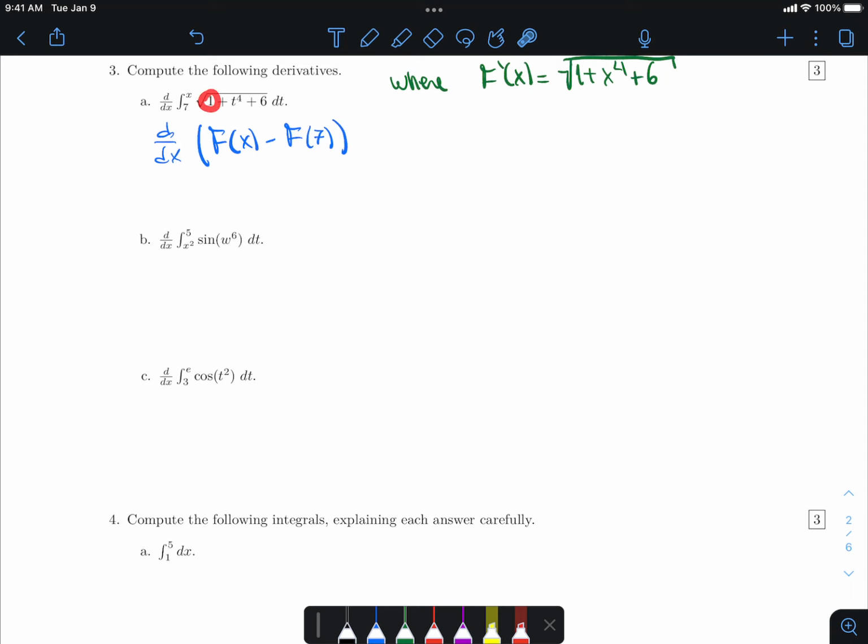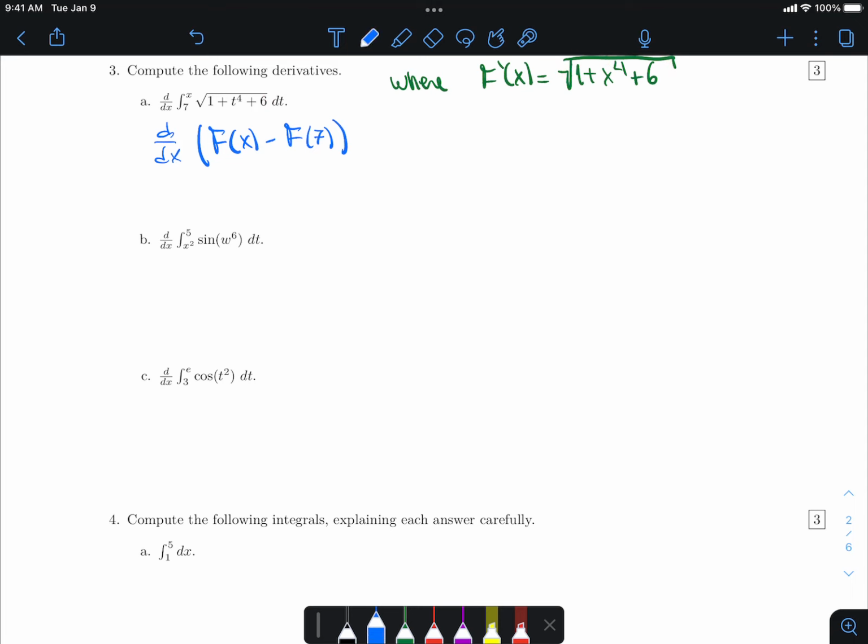So there's this 1, there's this 6, they're split up, but that doesn't matter. That's what I was given. I'm fine with that. If that were a 6 squared or t to the 6th, it would not make a difference. I just plug it back in here.